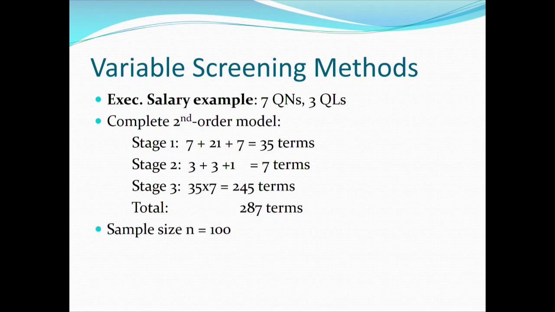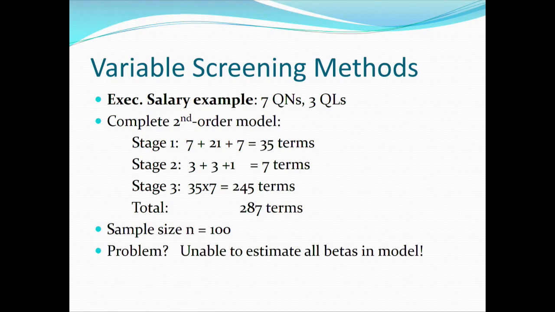But here's a problem. Not only is it tough to keep track of them, the sample size that this company used was only 100. They had 100 executives they took a sample of. There's no way you can fit this model. It's impossible. Your sample size isn't big enough. You have to have at least a sample size as large as the number of betas in your model. So they can't even fit the model. Unable to estimate the betas in the model.